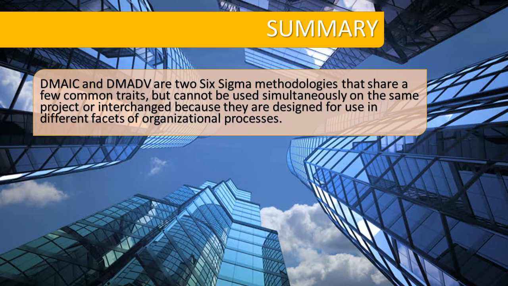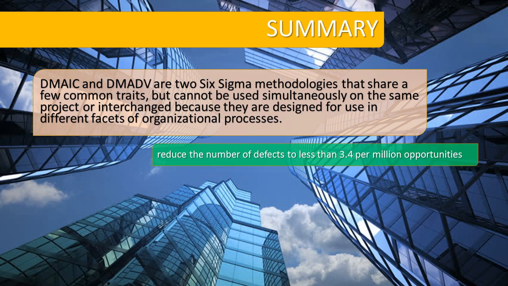So just a quick recap, DMAIC and DMADV are two Six Sigma methodologies that share a few common traits, but these cannot be used simultaneously on the same project or interchangeably because they are designed for use in different facets of organizational process. DMAIC and DMADV are similar in that they are both used to first, reduce the number of defects to less than 3.4 defects per million opportunities.